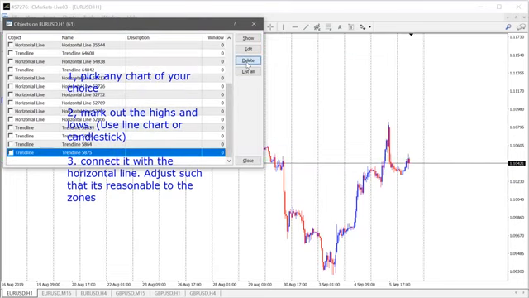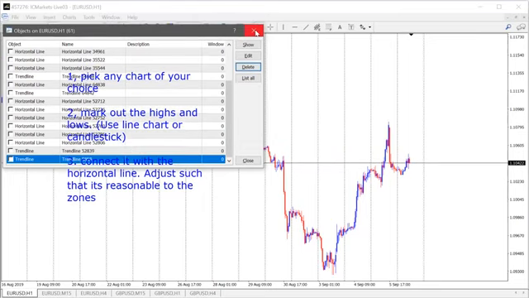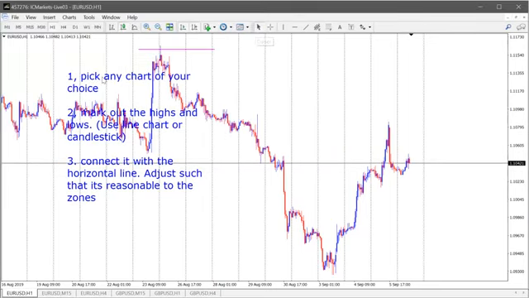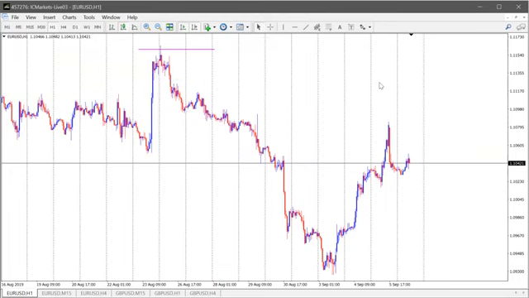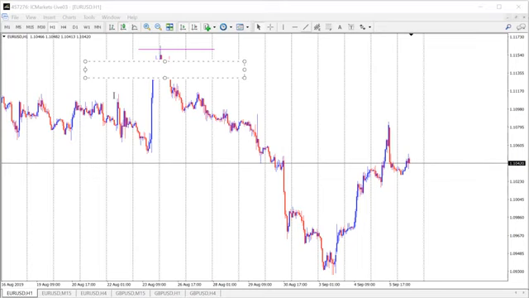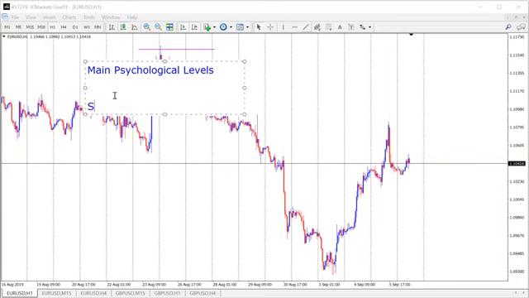Now, using psychological levels is very simple. What are psychological levels? Psychological levels are rounded numbers that banks and hedge funds pay close attention to. They're like counting normal figures, 5, 10, 15, but you're paying close attention to the significant ones like 5, 10, 15, 20, 25, 30, 35, 40, 45. We've got main psychological levels and sub-psychological levels. Main psychological levels are like 10, 20, 30, 40, 50, 60, and on and on. And sub-psychological levels are the ones with 5.